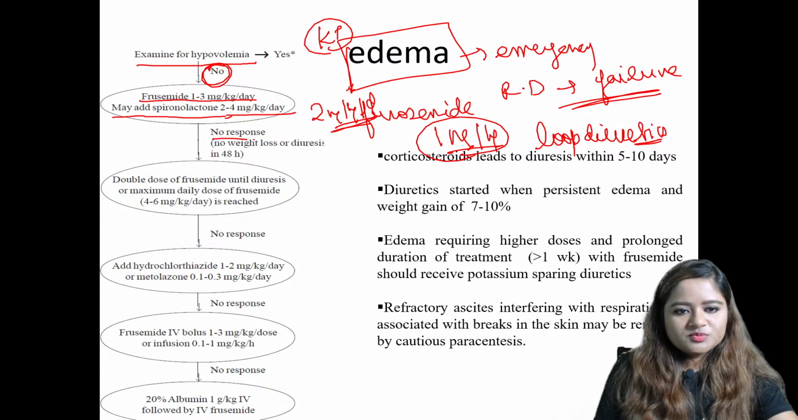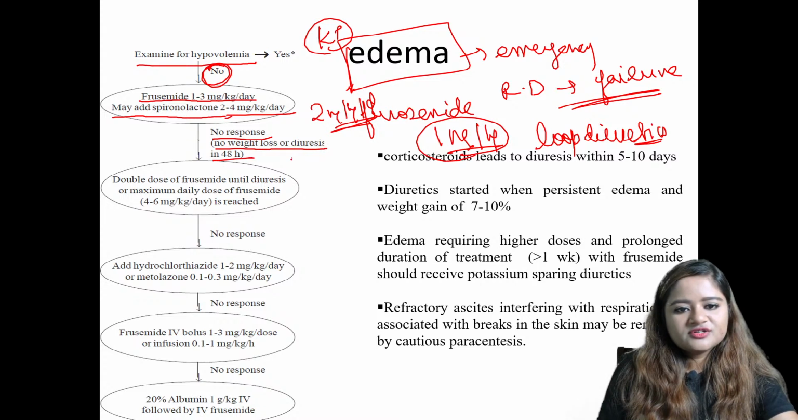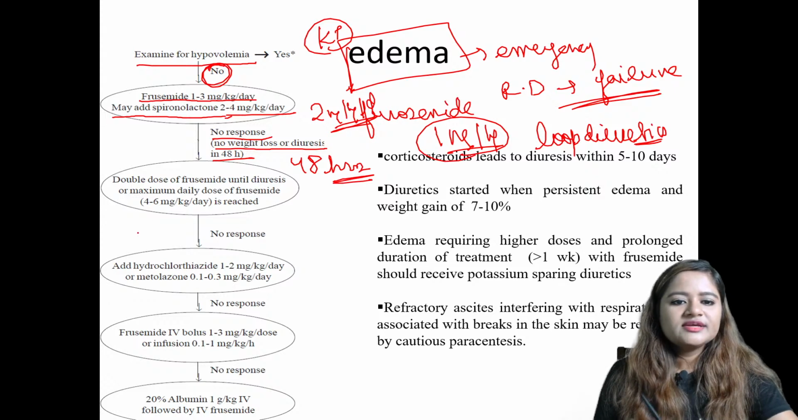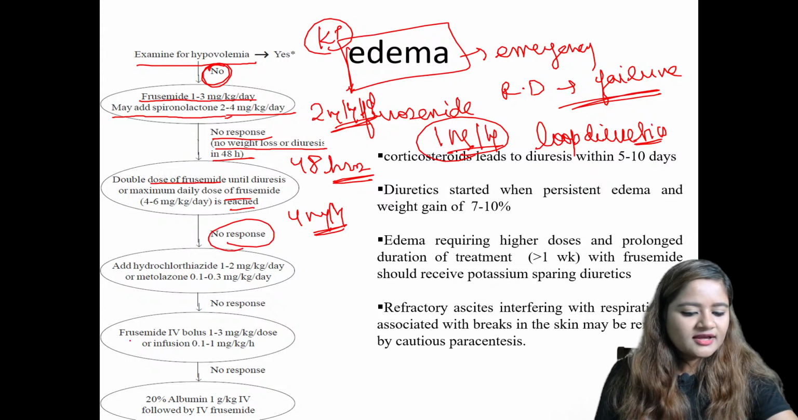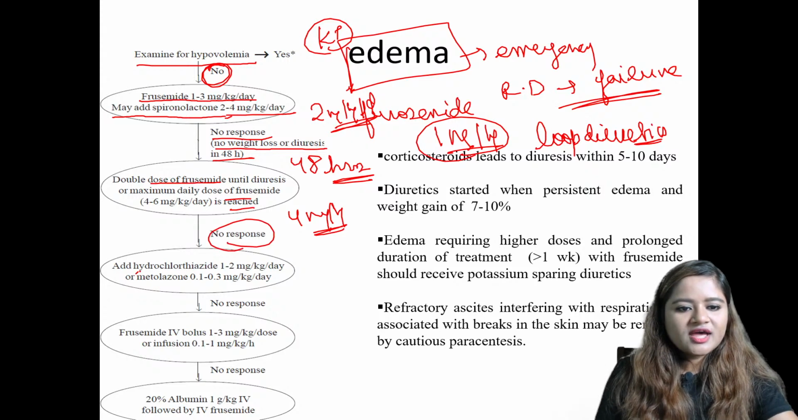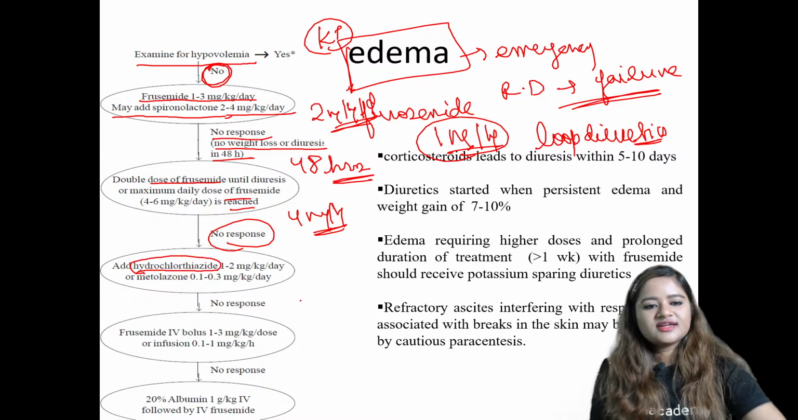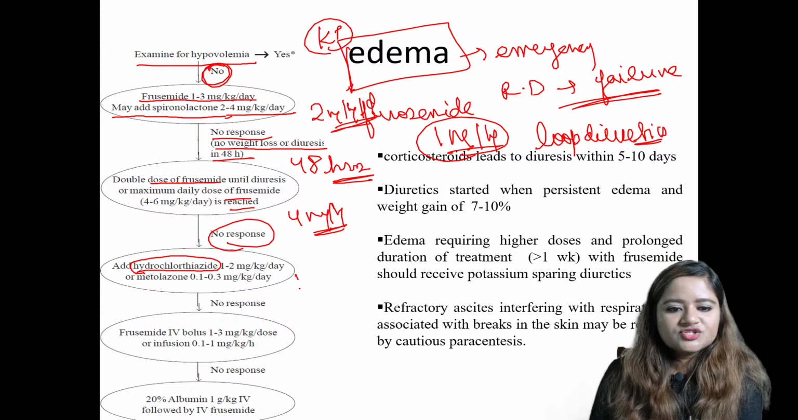If you see there is no response, that means there is no weight loss and there is no diuresis after 48 hours of treatment, if there is no response to furosemide, then what do we do? We can give a trial of double dose of furosemide till diuresis has been achieved. If you have increased the dose to 4 mg per kg also and there is no response, then you can try another diuretic, that is your hydrochlorothiazide. This also you must be knowing very well from your pharma classes. Hydrochlorothiazide is tried again at 1 mg per kg per day.